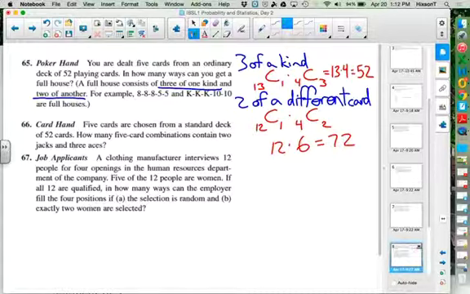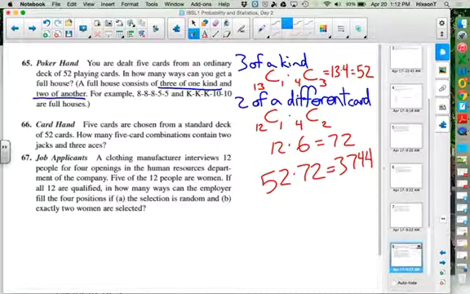So here's where our fundamental counting principle comes in. If there are 52 ways to get 3 of a kind, and there are 72 ways to get 2 of a kind, then 52 times 72 is the number of ways to get 3 of a kind and 2 of a kind. Okay? So you get, I think it was 3774. Is that right? 3744. 3744. Okay, I knew there was a 3, 7, and a 4 in there.